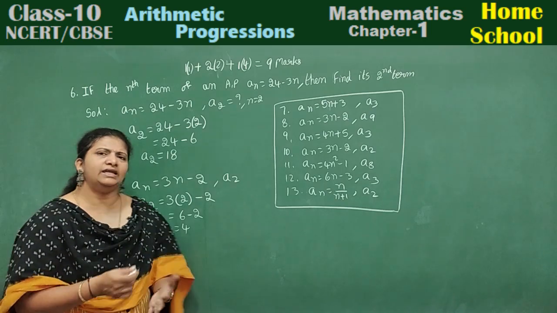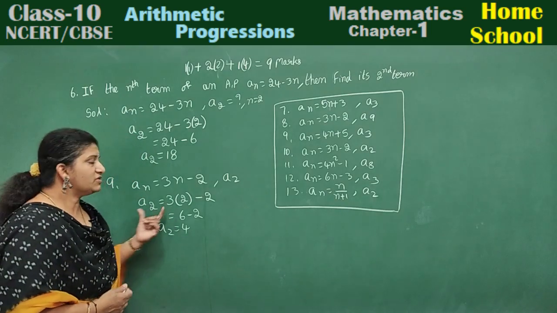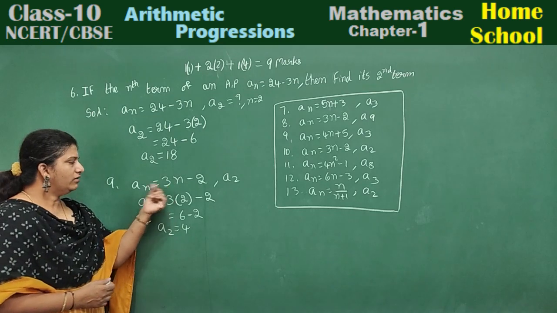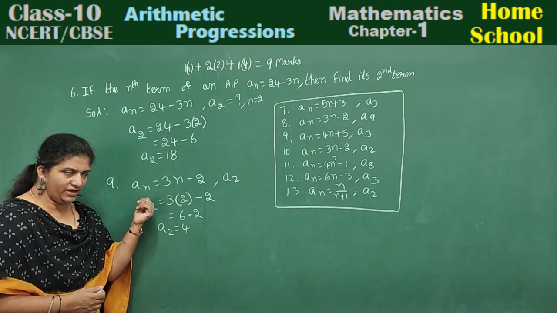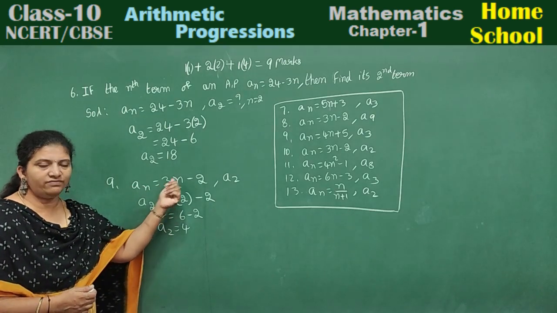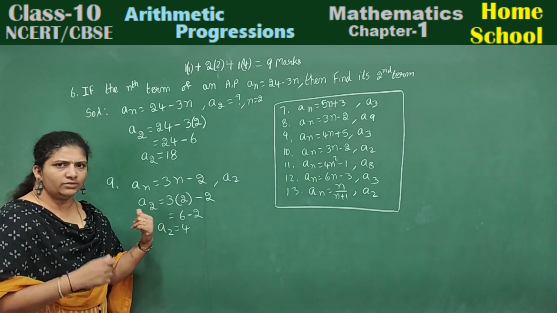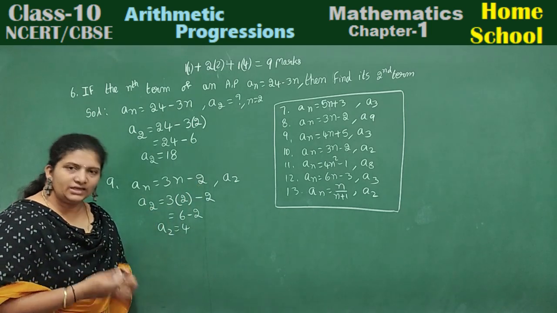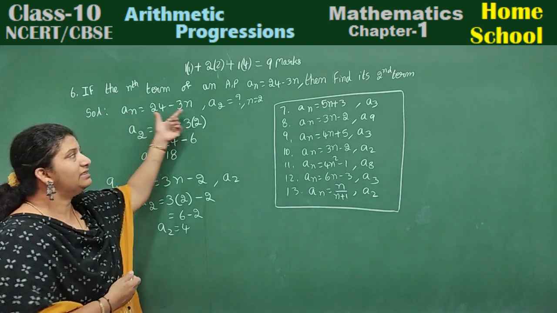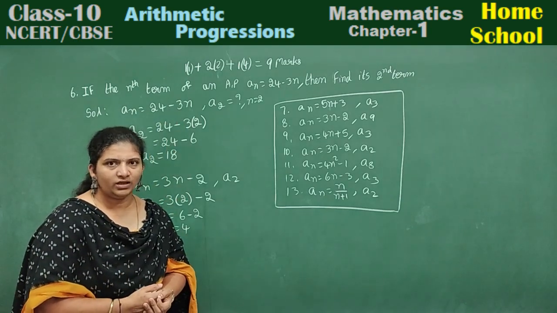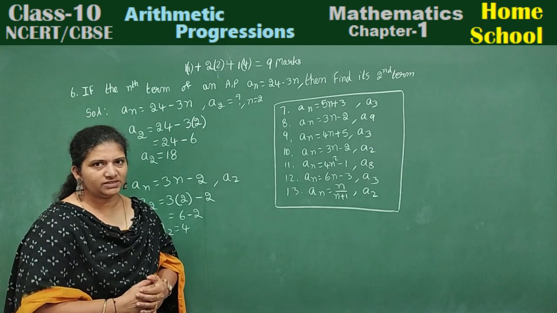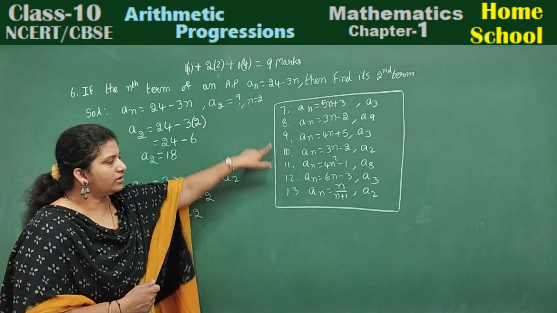Like this, any term you can find, children. Suppose fifth term. Look here. 5, a5. 5 3s are 15. 15 minus 2 will be 13. Okay. 10th term, 20th term. Anything you can calculate if you know nth term value. Okay. Like this, one question is compulsory. So you can solve these all.